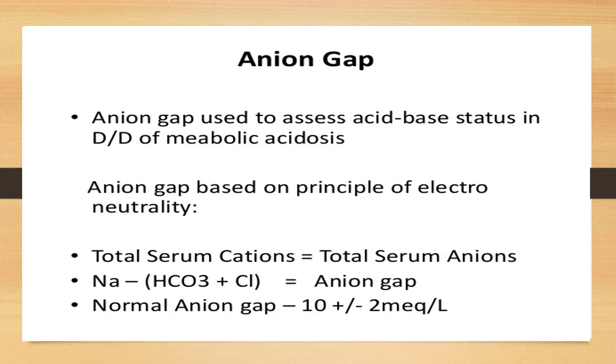Anion gap. Anion gap is used to assess acid-base status in metabolic acidosis. Anion gap is based on the principle of electroneutrality, that is total serum cations equal total serum anions. Sodium minus bicarbonate plus chloride equals the anion gap, and the normal anion gap is 10 plus or minus 2 milliequivalent per liter.